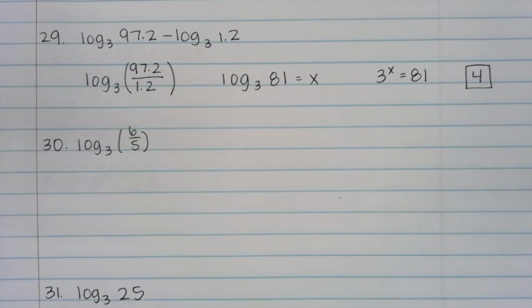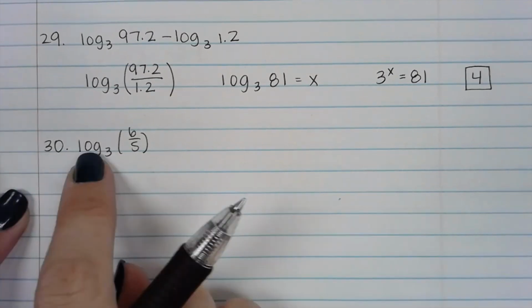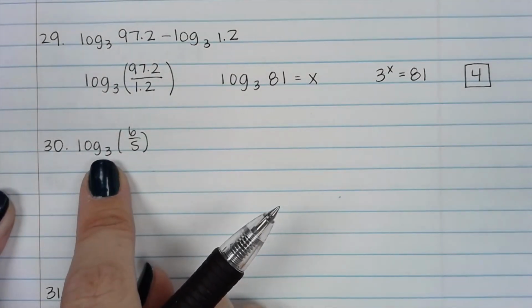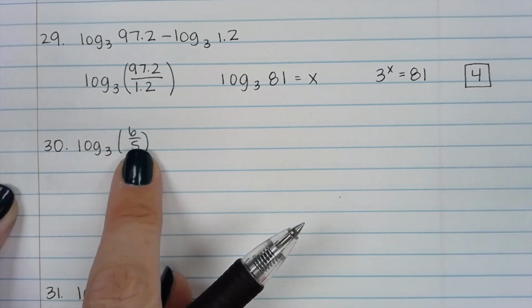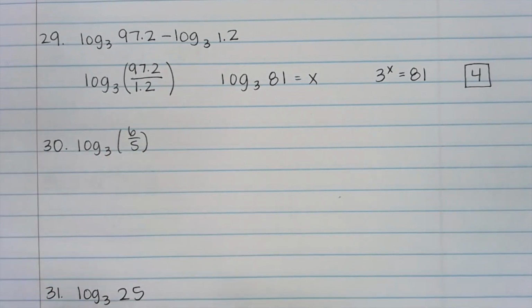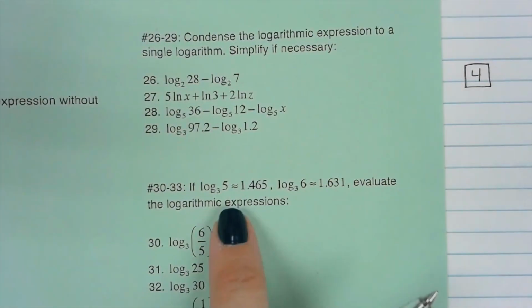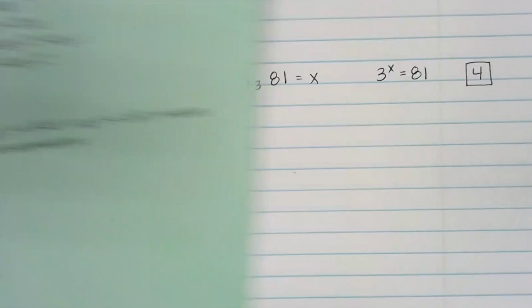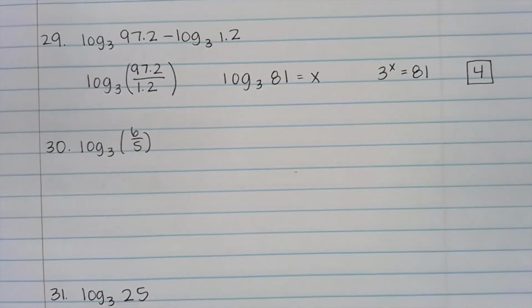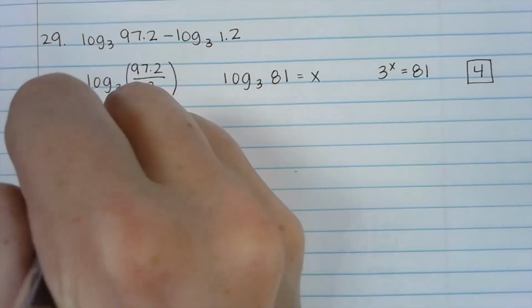Questions 30, 31, 32, and 33 on the review give you information on the sheet that you need to have to be able to answer these questions. So it wants you to evaluate the logarithmic expressions, log base 3 of 6 divided by 5, but just being given the two pieces of information that are on your green sheet. So you're told what log base 3 of 5 is, and you're told what log base 3 of 6 is, and then that's the only information that you're given. So to answer this question, I'm going to choose to expand this logarithm first.